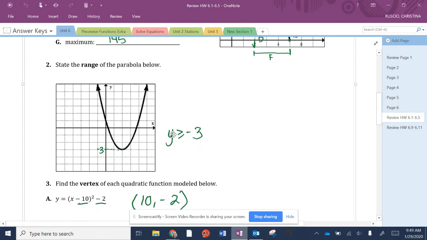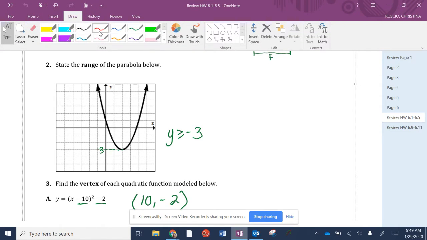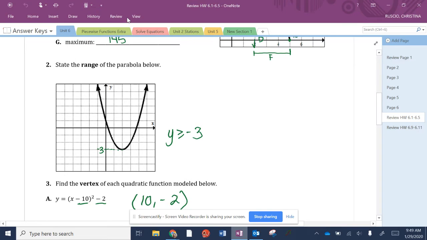Here's the range. y is greater than -3. There's a couple other ways that you could have written it. You could also have written it as, let me just write it down on here.